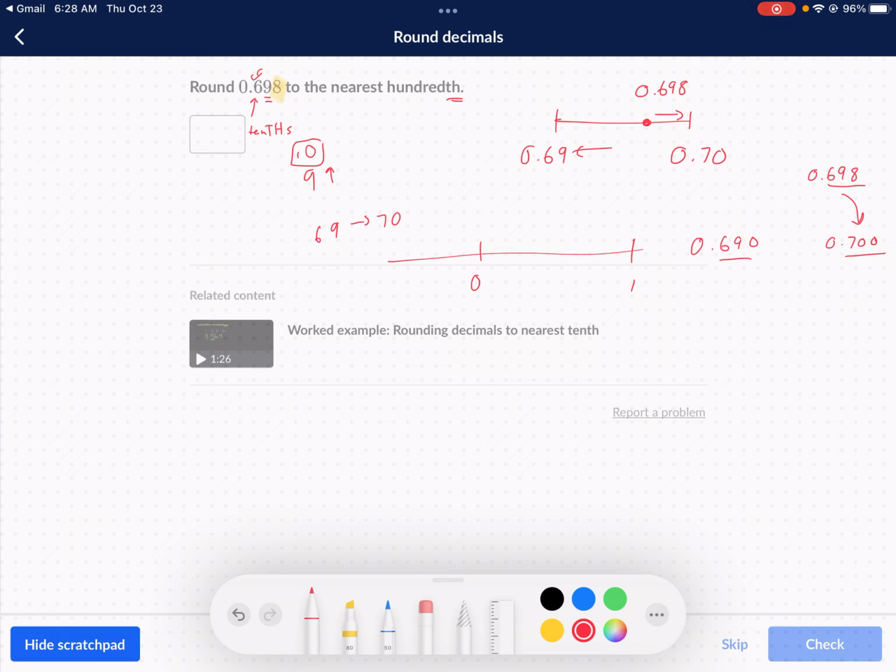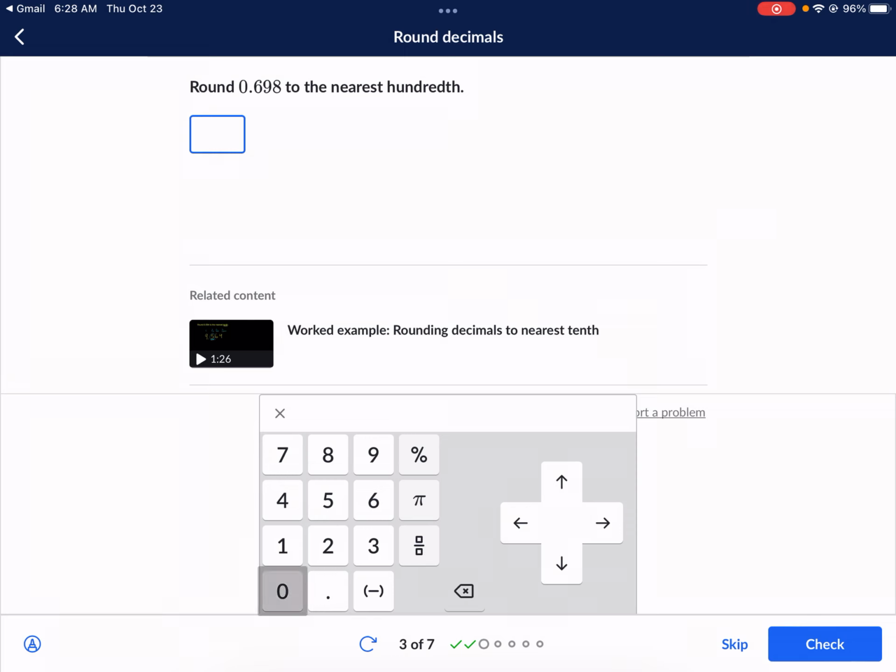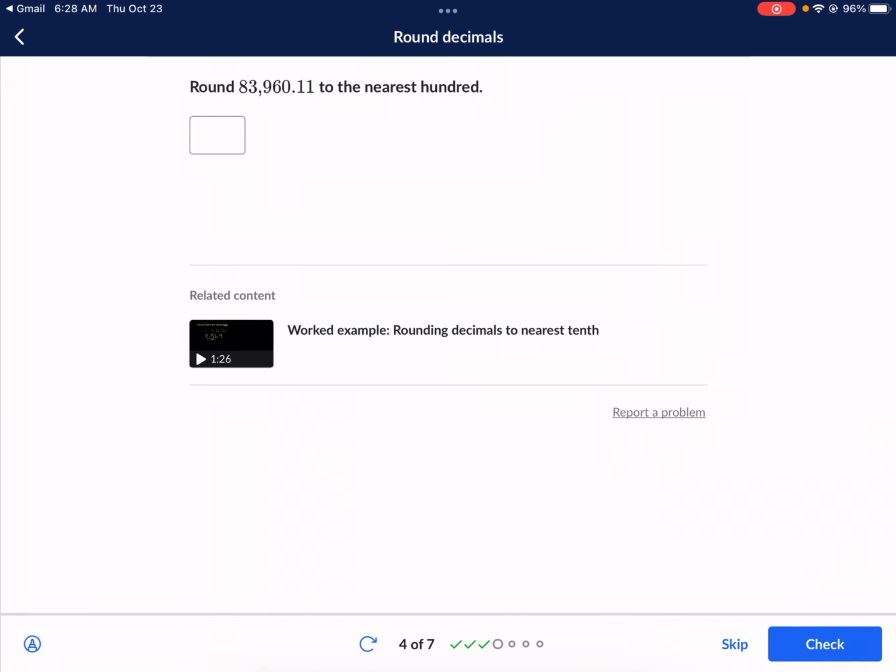If you get to a 9, you've got to go to the next number up, even for the tenths place, the next number over. So this is going to be 0.7, and if you want, you could put 0, but you don't have to. But since it's saying round to the nearest hundredth, you should include the hundredths place. Okay, there we go. Good, got it.